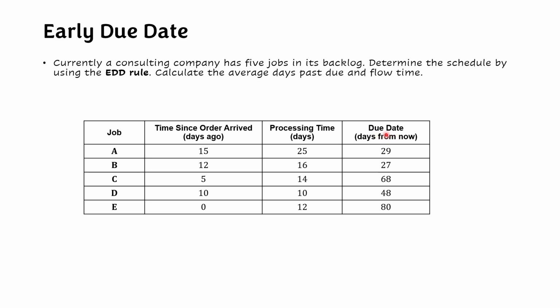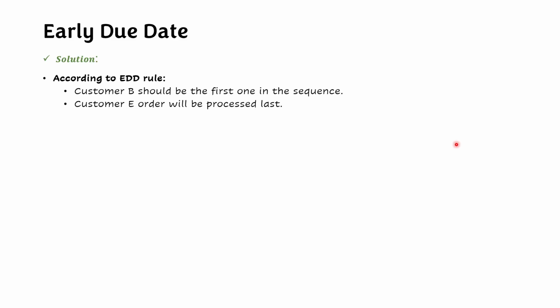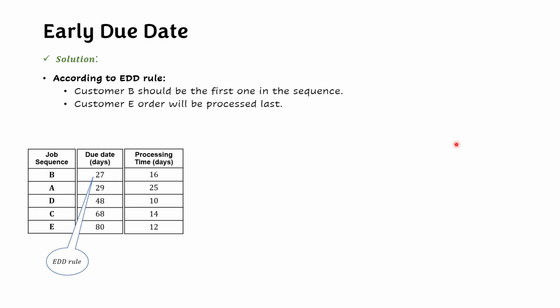Once we arrange the jobs according to early due date, we will calculate average days past due and average flow time. We have the information about the time since orders arrived, the processing time, and the due date for each job. Now, according to the EDD rule, customer B should be the first in the sequence and customer E will be the last job to process. We start by arranging the jobs according to the early due date rule.